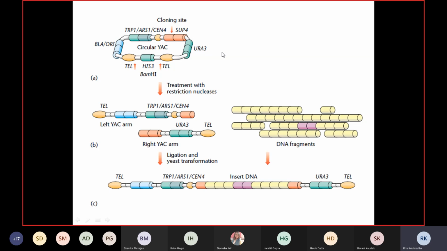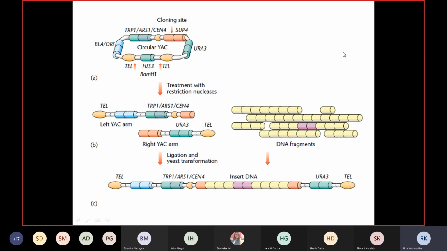So what you do is that you make a cut here. There was a BamHI site which was present next to this. So you cut it with BamHI, and what you get is the left arm, which is ending in a telomere, and I will get a right arm which is again ending in a telomere on one side. So what we have here is a SUP4 gene in the middle of which was the cloning site.